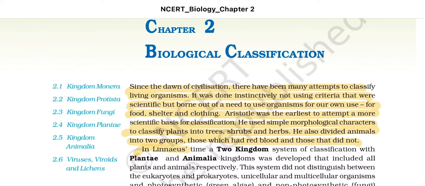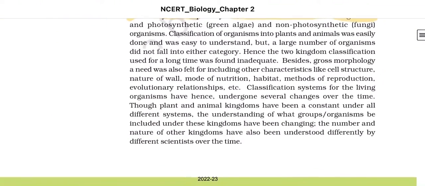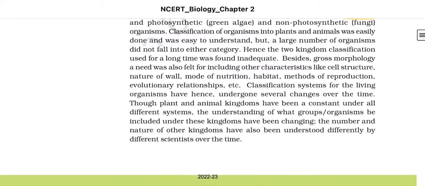In Linnaeus's time, a two-kingdom system of classification with Plantae and Animalia kingdoms was developed that included all plants and animals respectively. The system did not distinguish between the eukaryotes and prokaryotes, unicellular and multicellular organisms, and photosynthetic green algae and non-photosynthetic fungi organisms.